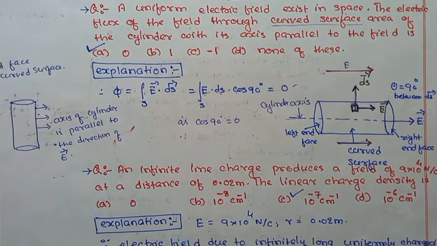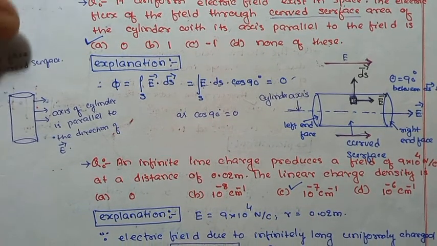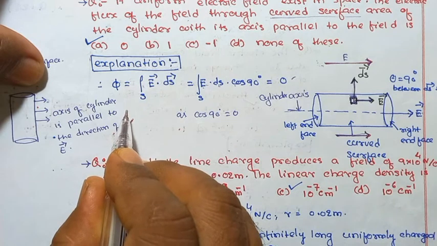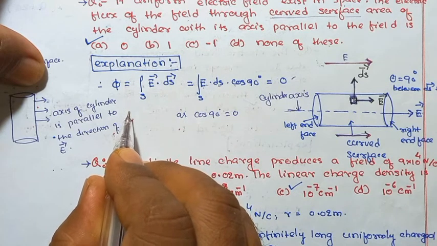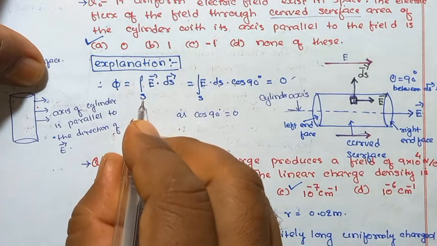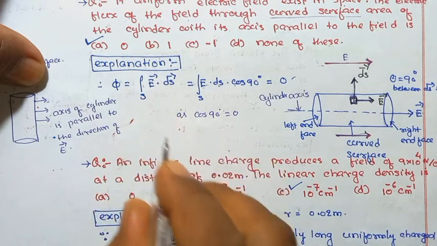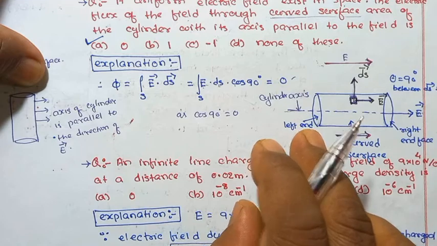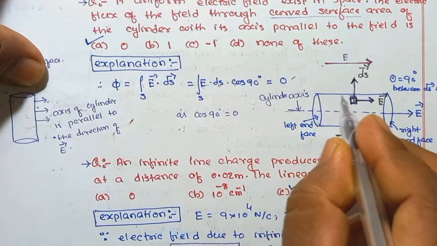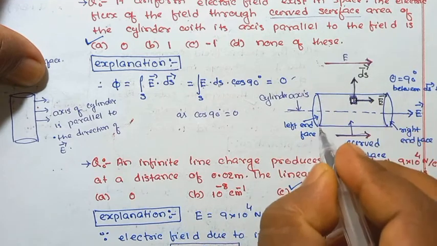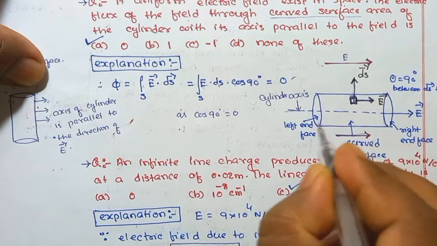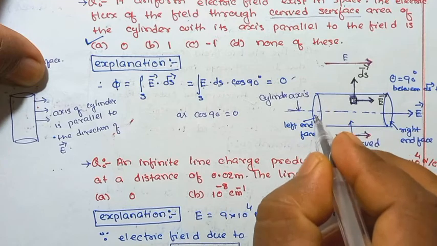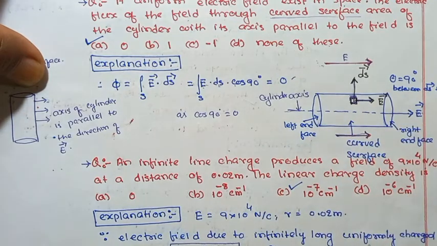हम लोग को पता है from the Gauss theorem, total electric flux passing through any closed surface is equal to closed surface integration of E vector dot ds vector. But in this question, it is asking through curved surface only. So we will consider this curved surface only. हम लोग फेस को छोड़ देंगे. This is left face, this is right face.